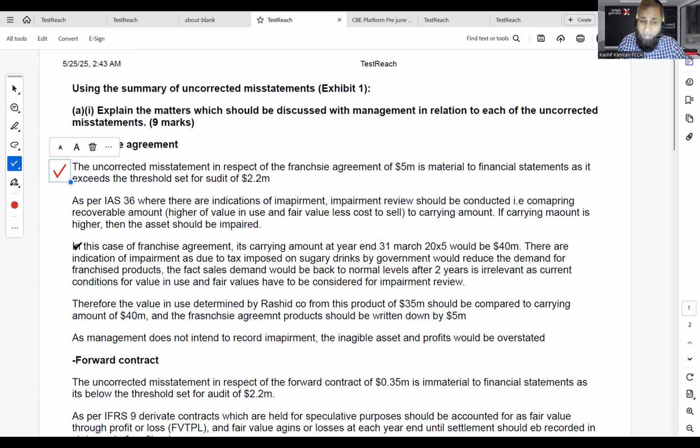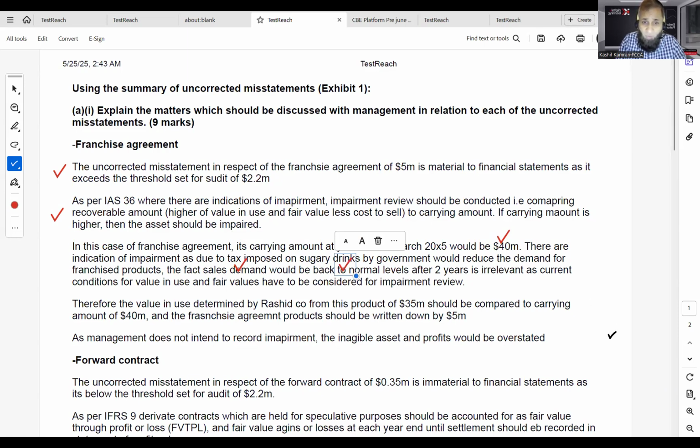If the carrying amount is higher, then the asset should be impaired. Wonderful, writing about the treatment. In this case of the franchise agreement, the carrying amount is $40 million. There are indications of impairment, as the tax imposed on sugary drinks by the government would reduce the demand for the franchise product.